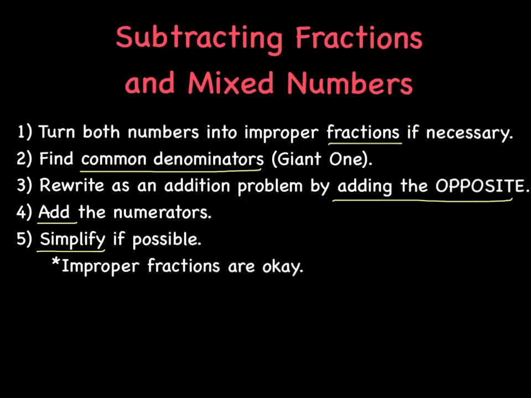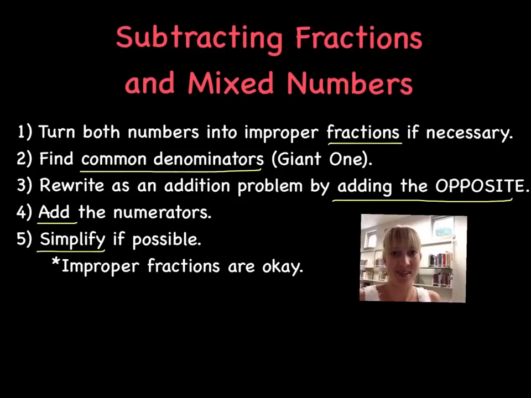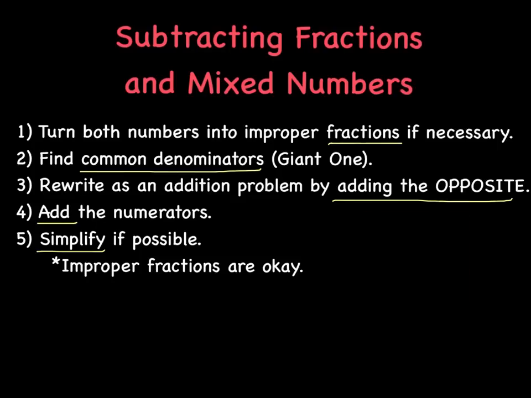Before we work through any examples, let's take a look at the steps for subtracting fractions and mixed numbers. Do the steps look familiar? They should, because those steps are the same ones we use when we're adding fractions and mixed numbers. Our first step is still to turn both numbers into improper fractions if needed. So again, if there's a mixed number or a whole number, make sure to turn them into fractions first. Then we'll be finding our common denominators using the giant one or a similar method.